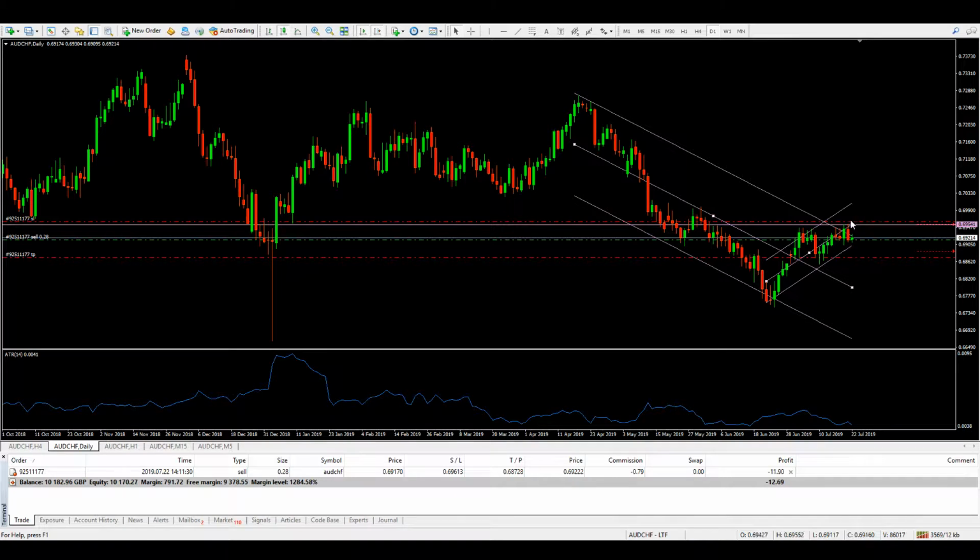And as you can see, this dotted red line here, so I'm going to move this purple line now. All right, one sec. This dotted red line is my stop loss, and this dotted red line is my take profit, and this green line here is my entry.